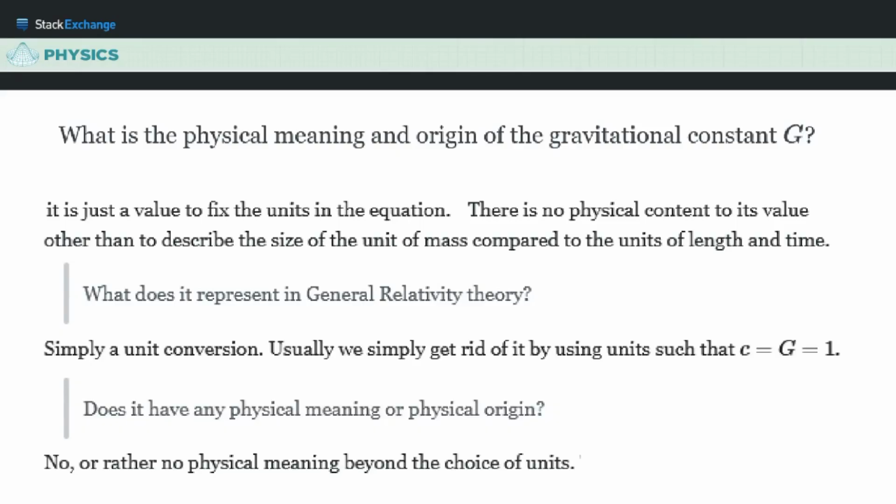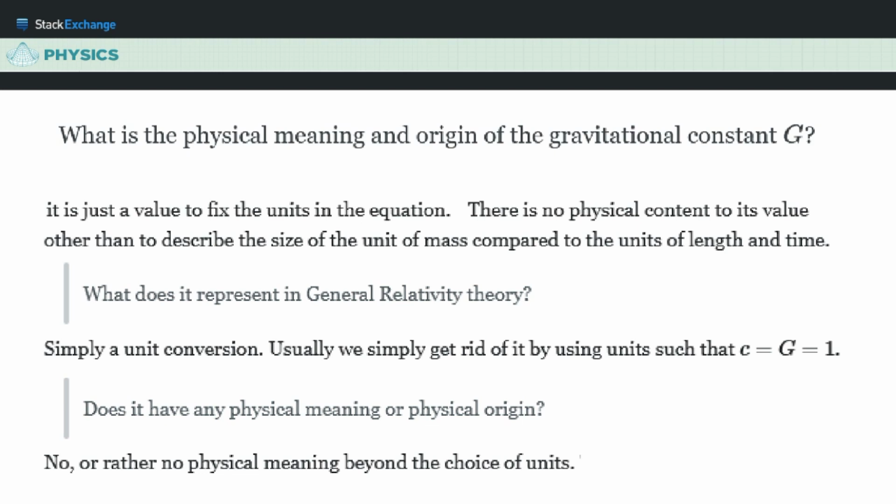And so we go to the experts. Okay, when we try to answer these sophisticated questions, you have to go to the experts. So we have here the PhDs on the Stack Exchange, and they tell you exactly what it means in physical terms. So someone asks the question, what is the physical meaning and origin of the gravitational constant G? And here's the answer. It says, it is just a value to fix the units in the equation. So it was put in there by hand. Okay?